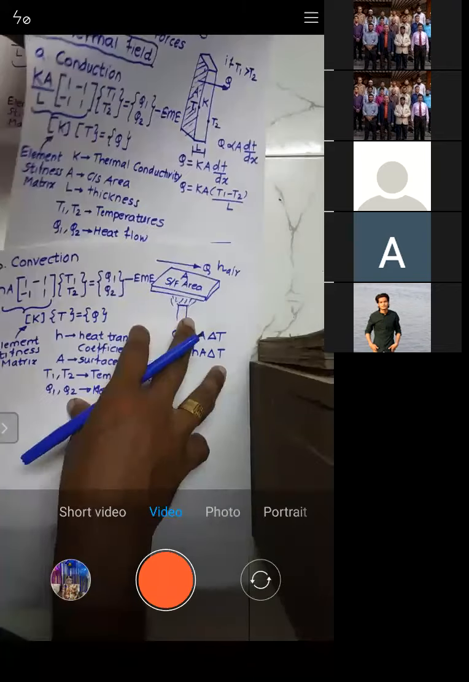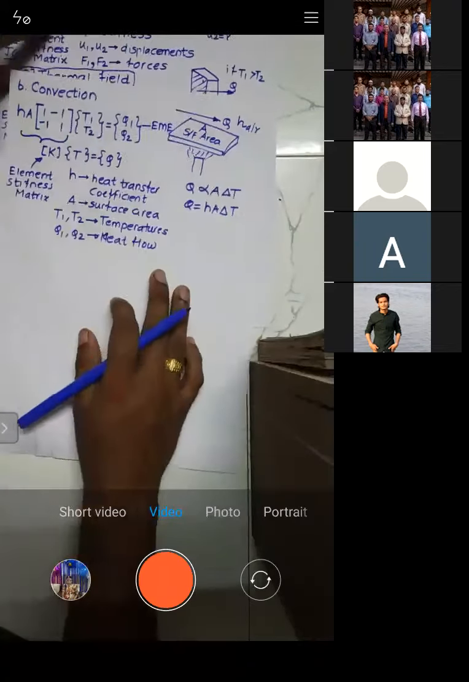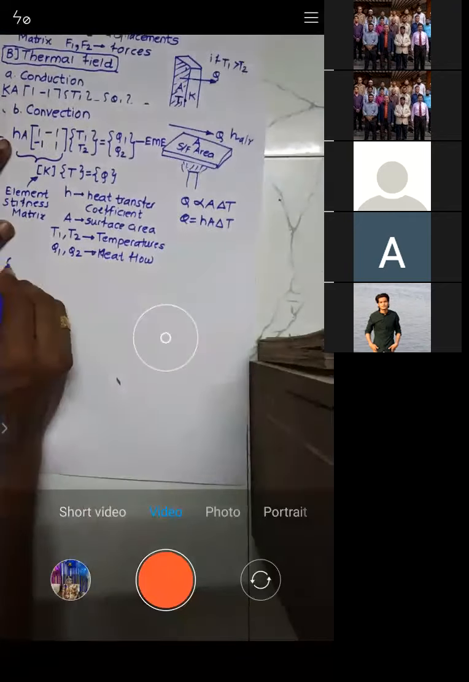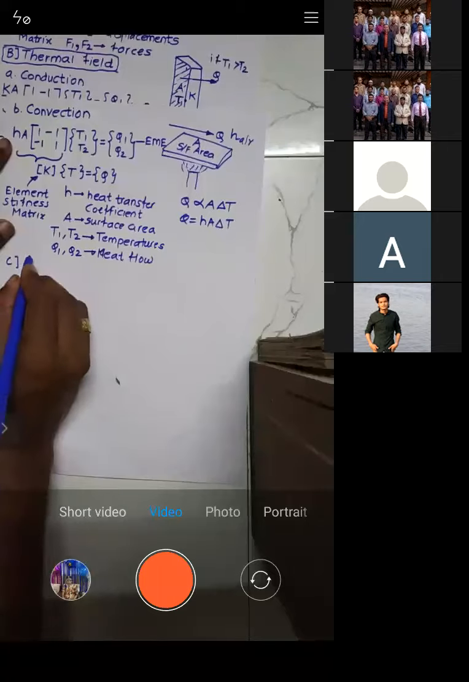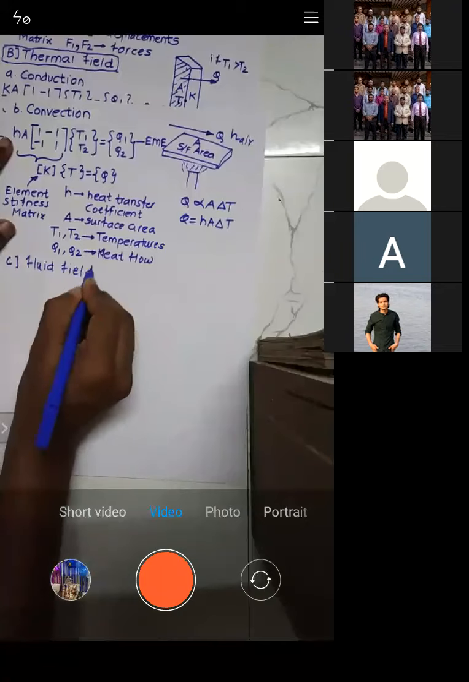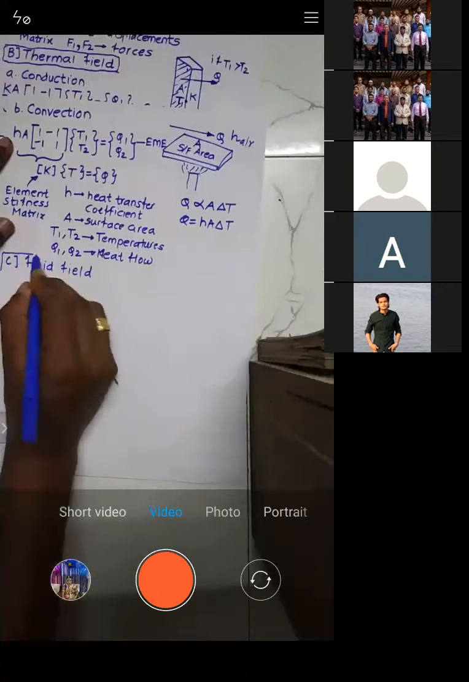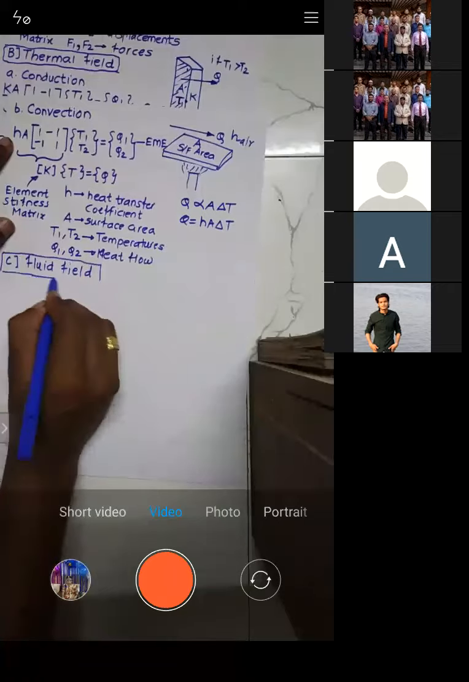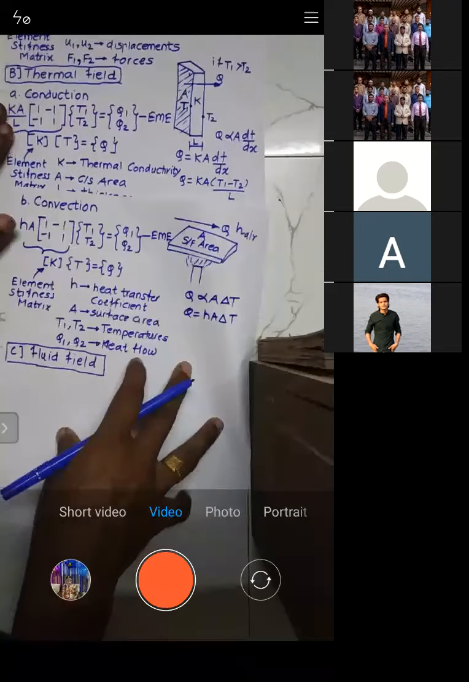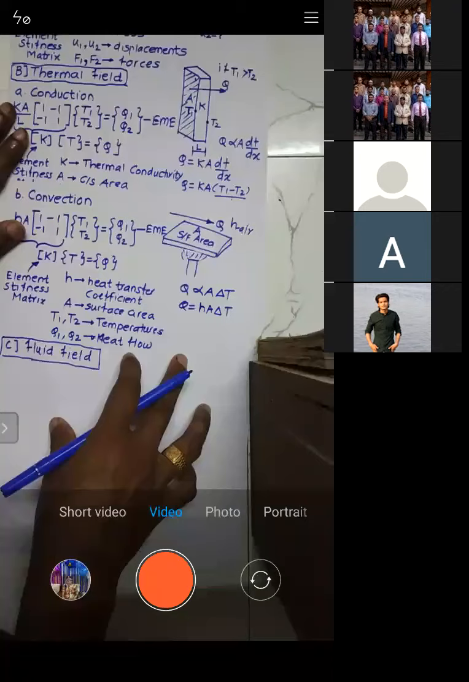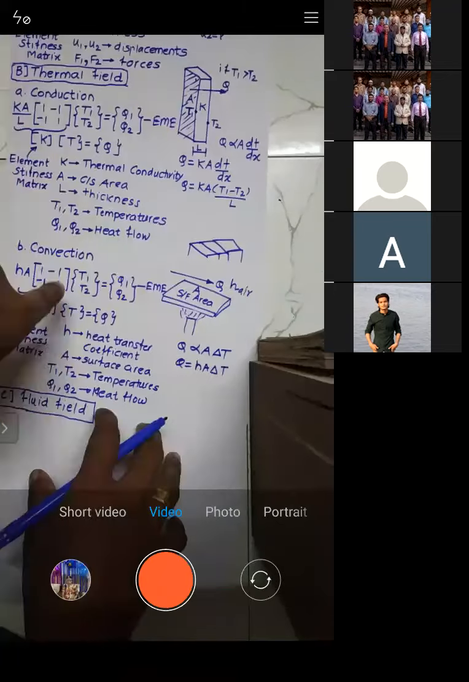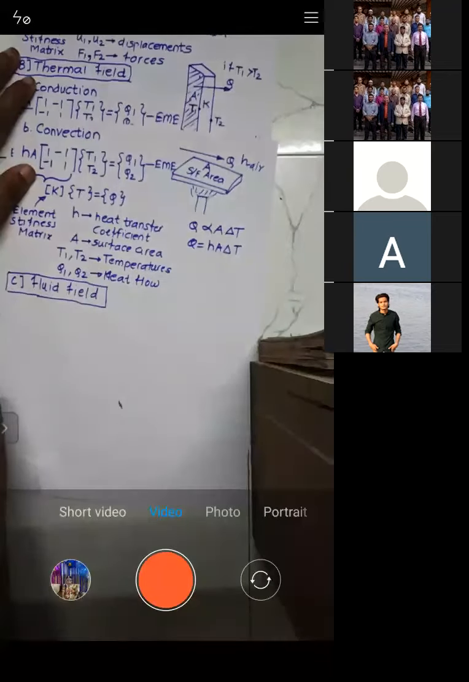Now let's move to the last field. I will take this third field C, and that is the fluid field. This fluid field is related to your fluid mechanics subject, so you should have some brief understanding of the terminologies regarding fluid flow. The thermal field is related to conduction and convection, that is heat transfer. The fluid field is related to fluid mechanics.